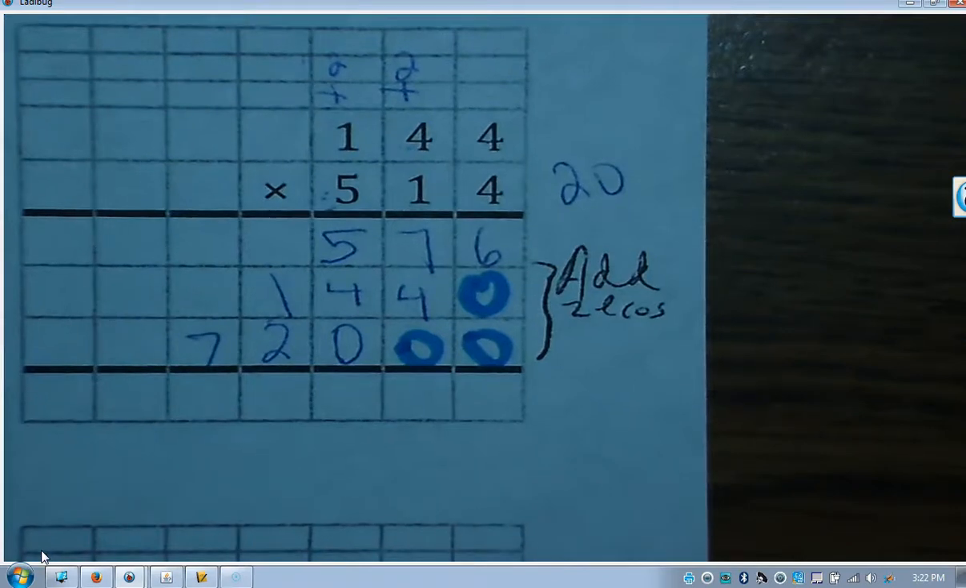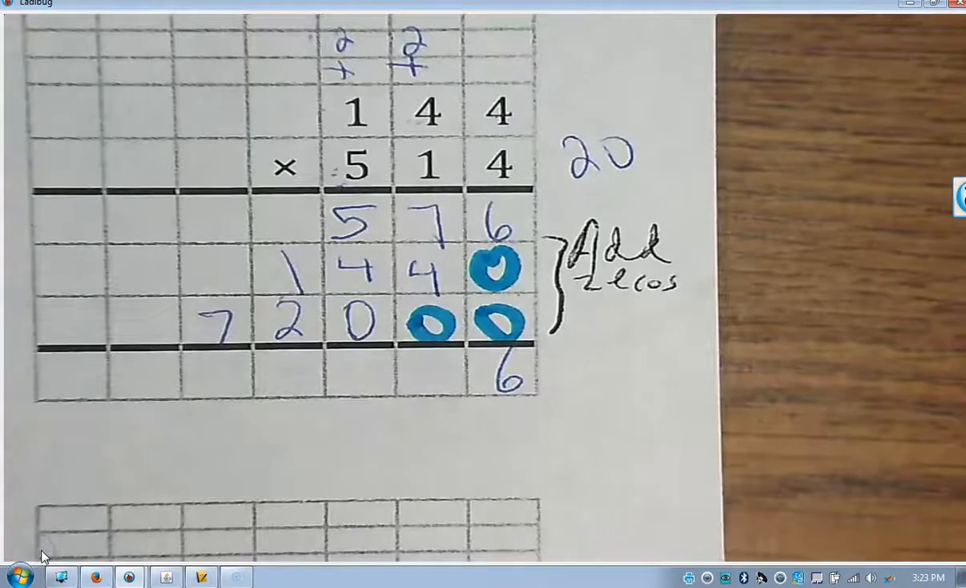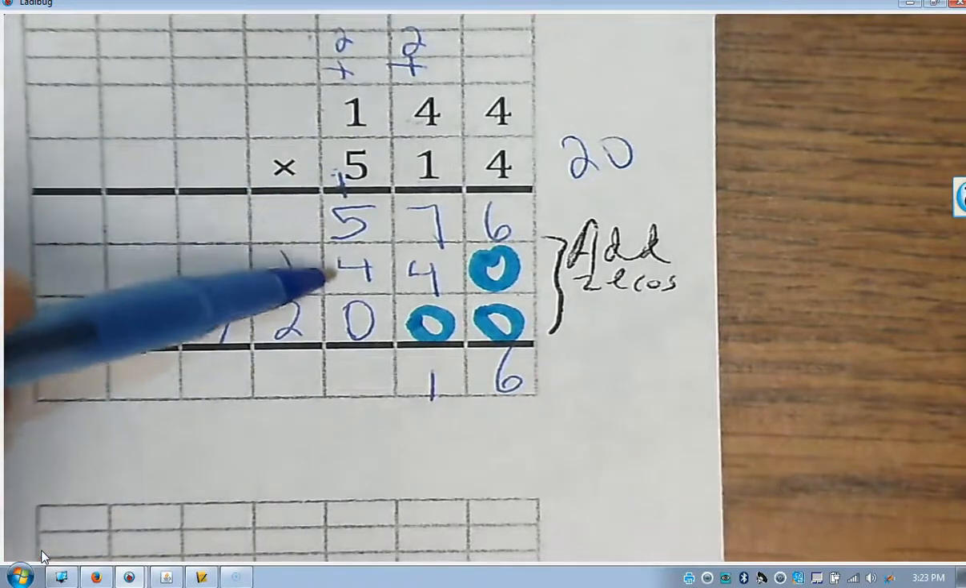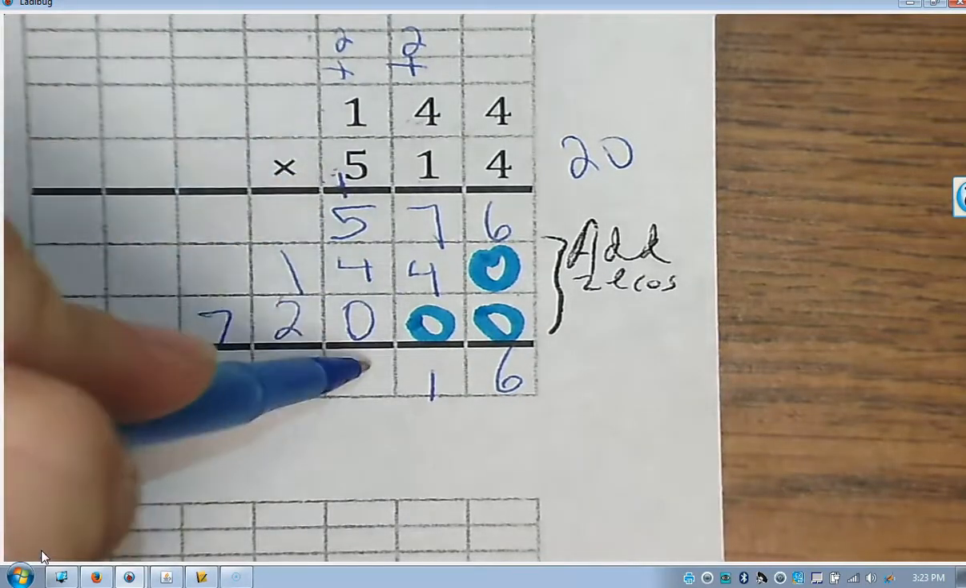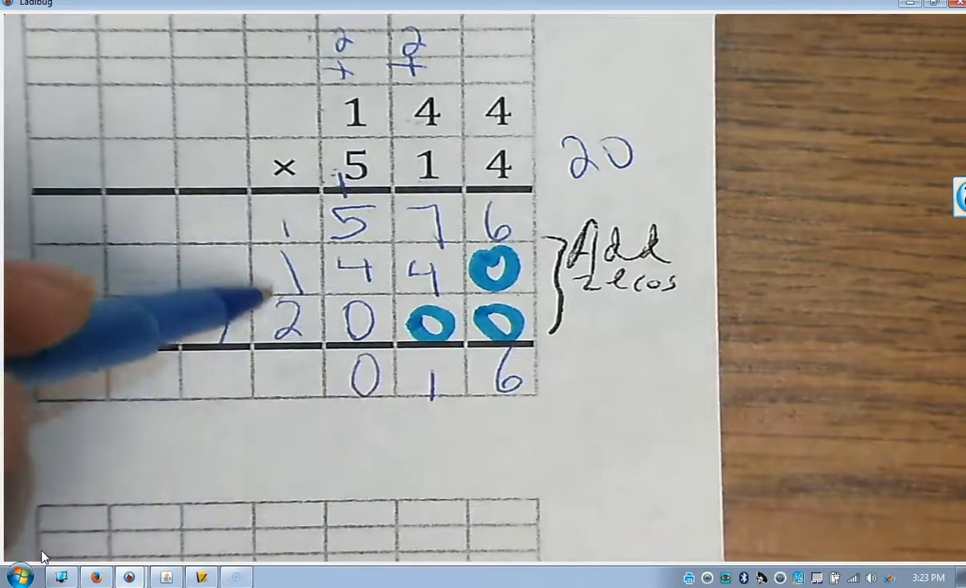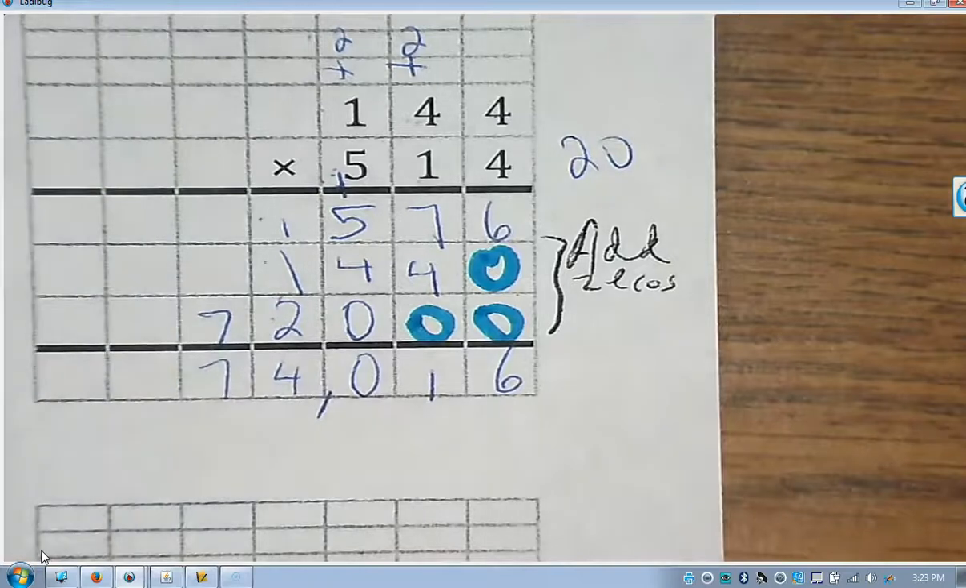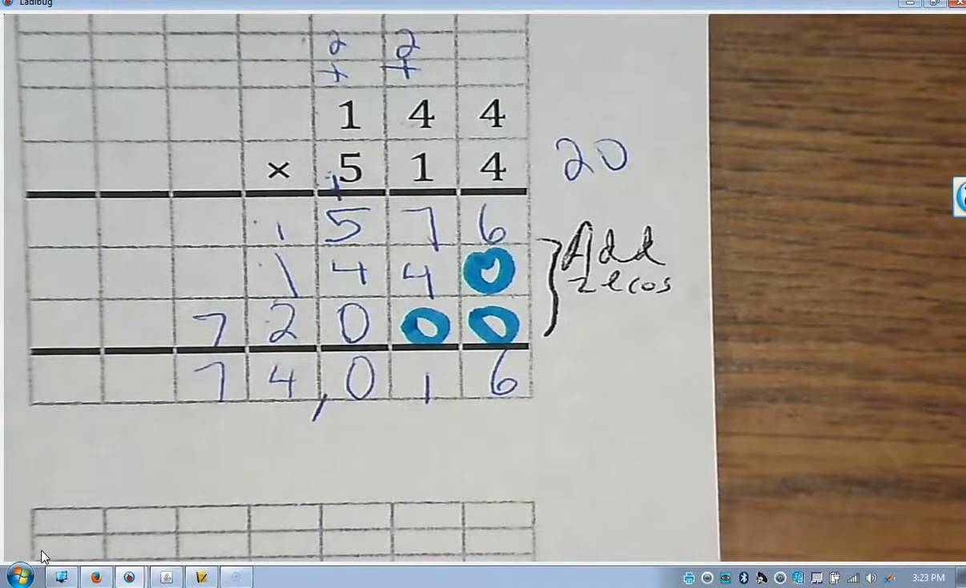And then add them up while I turn the lights on. 7 and 4 is 11. 5 and 4 and 1. 10. 72,016. And I checked on my calculator and we have it right. So let's keep going.